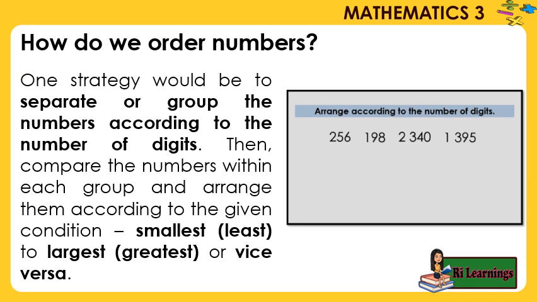How do we order numbers? One strategy would be to separate or group the numbers according to the number of digits. Then, compare the numbers within each group and arrange them according to the given conditions, smallest, least, to largest, greatest, or vice versa.